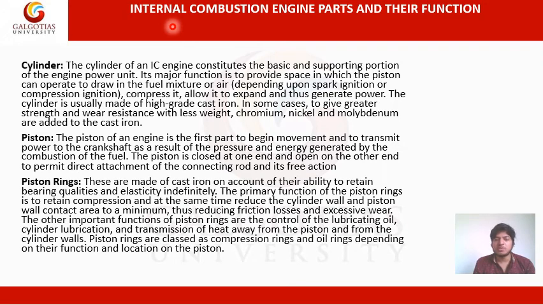These are the rings attached to the pistons. They are made of cast iron on account of their ability to retain bearing qualities and elasticity indefinitely. The primary function of the piston ring is to retain compression and at the same time reduce the cylinder wall and piston wall contact area to a minimum, thus reducing the friction losses between the piston and cylinder wall and reducing excessive wear. Other important functions are to control the lubricant oil, cylinder lubrication, and the transmission of heat away from the piston to the cylinder wall.